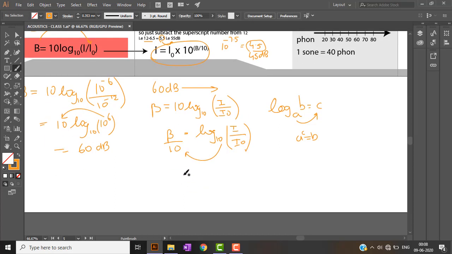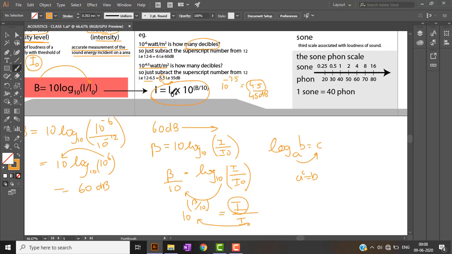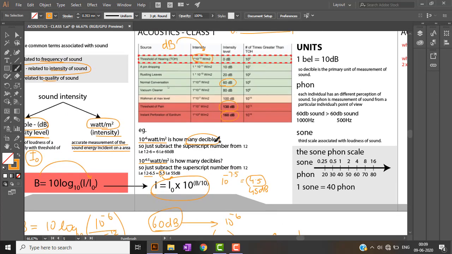So 10 raised to beta by 10 will give me I by I0. Is that correct? So I is nothing but, multiplying I0 to this side, I is equal to I0 into 10 raised to beta by 10. For example, beta is given as 60 dB and I0 we know is 10 raised to minus 12 watt per meter square. Solving this equation, we will get I as 10 raised to minus 6 watt per meter square. So this was the basics.